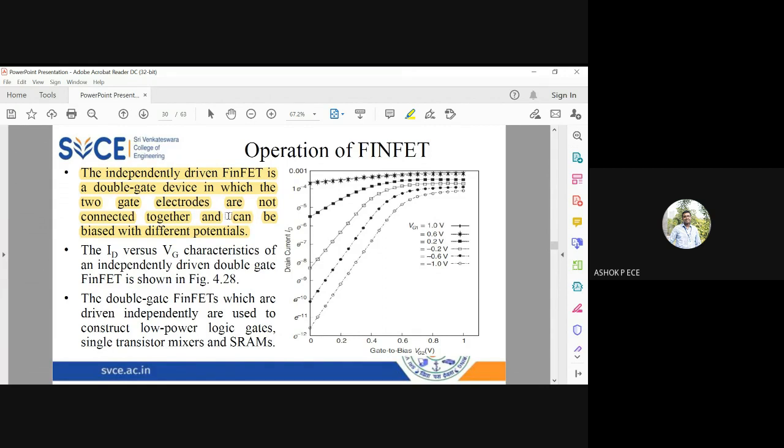As you increase the gate voltage, the drain current becomes almost constant or slightly increases. But when you make VGS negative, the drain current will drop significantly. So this is the drain transfer characteristic of FinFET. The double gate FinFETs are used to construct low power logic gates, single transistor mixers and SRAMs. So the operation of FinFET is given here, and its application is to construct low power logic gates, single transistor mixers and static RAM, random access memory.